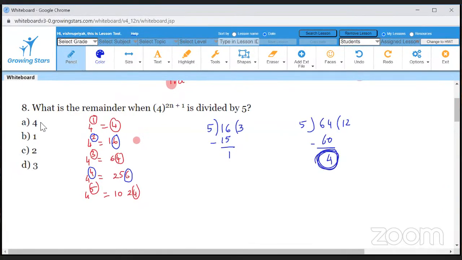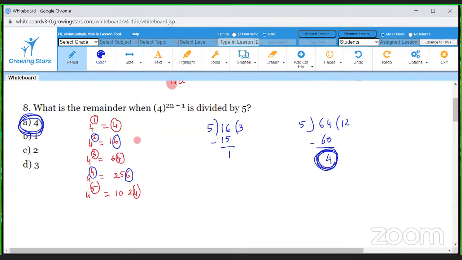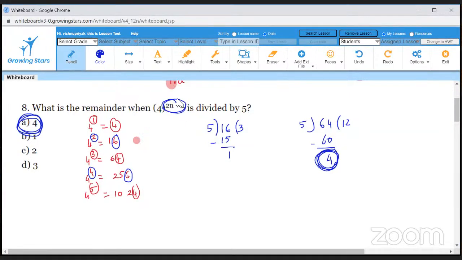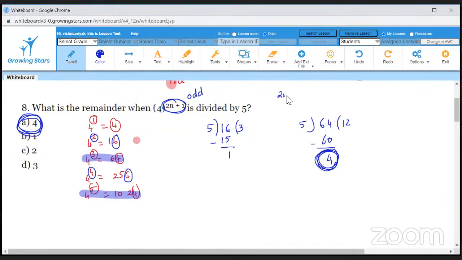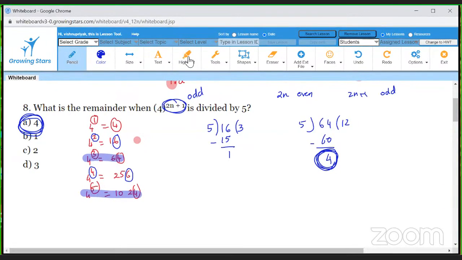Why did I say 4 is the remainder? Why did I say A as the answer? Because I have to take odd powers. 2n plus 1 is odd. So I am taking the odd powers, dividing by 5. 2n is even. 2n will be even. 2n plus 1 will be odd. So I am seeing only odd powers, and if I divide, I will get remainder 4. So that will be the answer. Yes, correct, Akash. Option A.